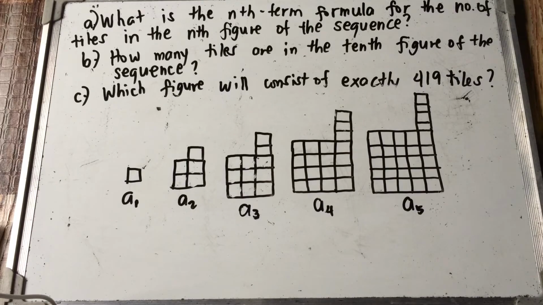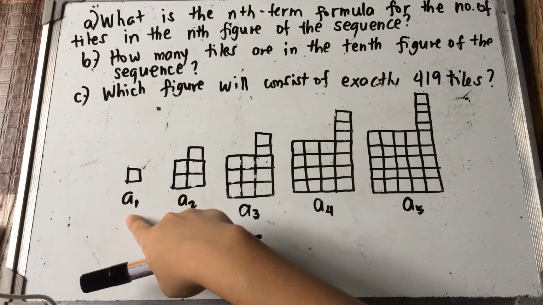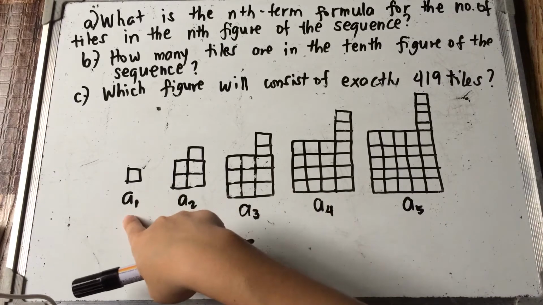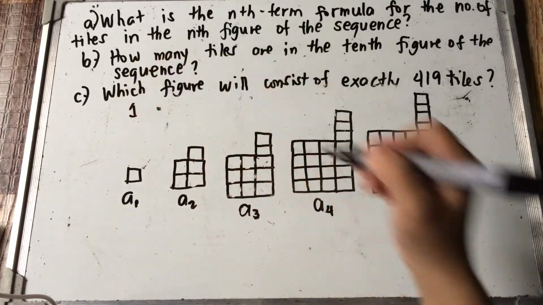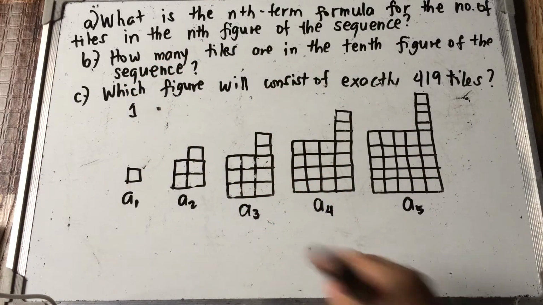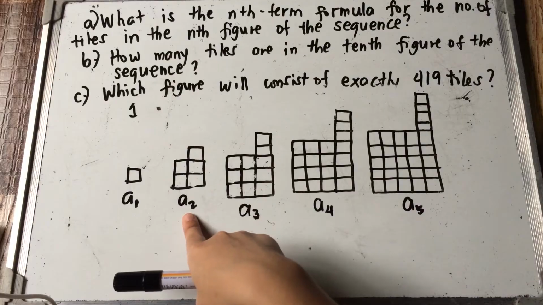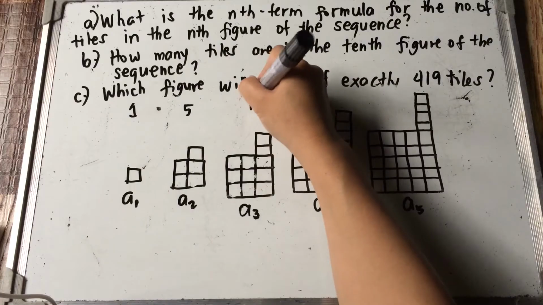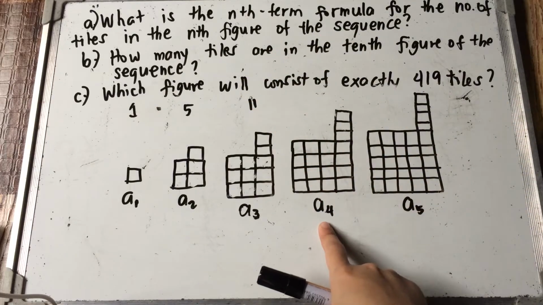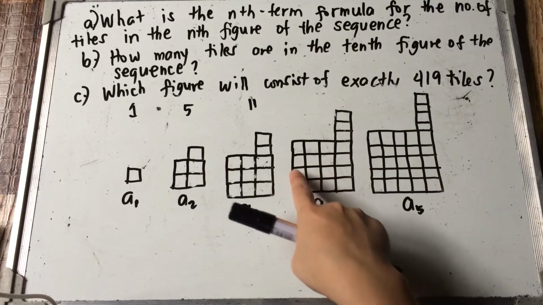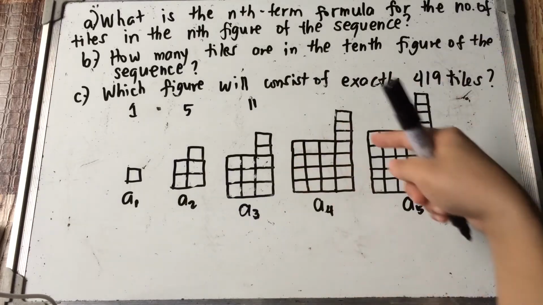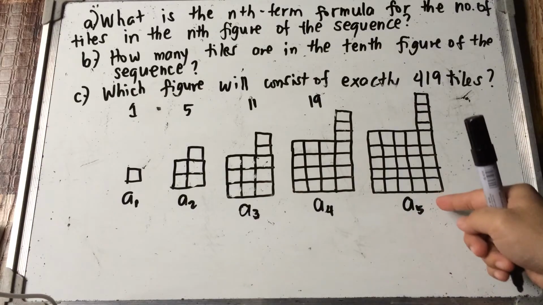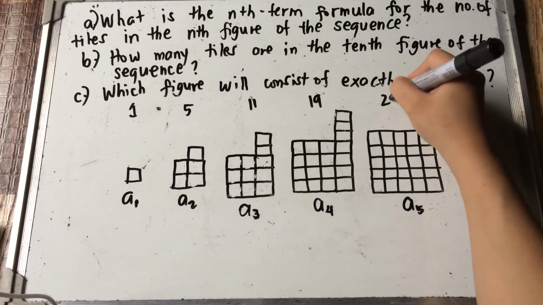So, same with example 1, for the given figure, determine muna natin ang sequence. So, the first term consists of 1 tile. So, 1 yung ating unang term. Second term is 5. And then, third is 9, 10, 11. And then, A sub 4 consists of 16, 19 tiles. So, 19 yung fourth term. And then, fifth term is 29.